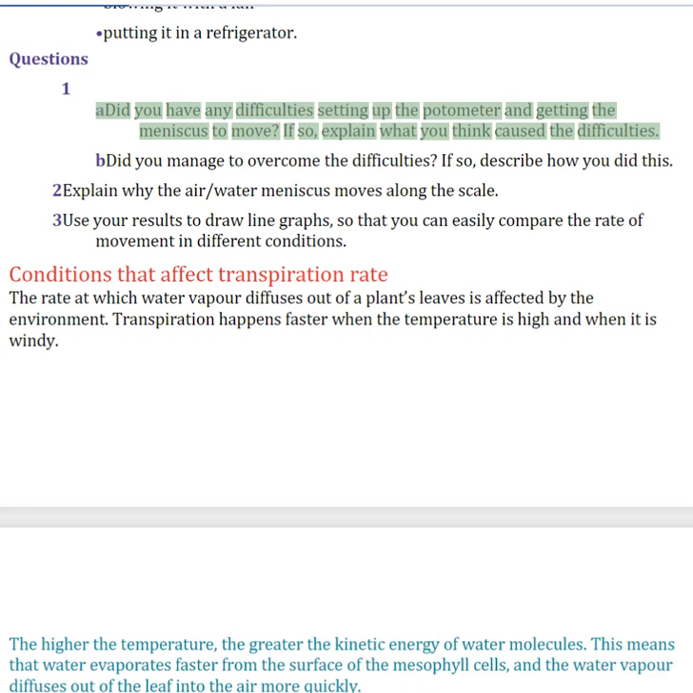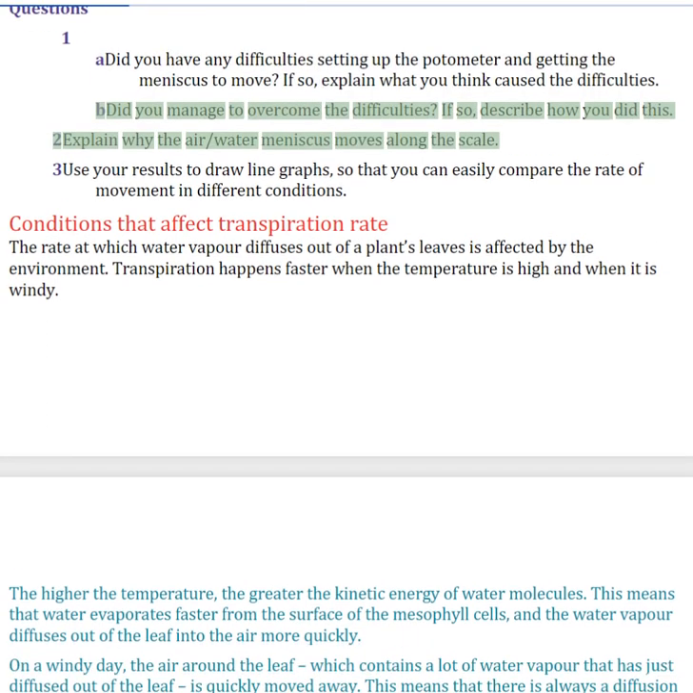If so, explain what you think caused the difficulties. B. Did you manage to overcome the difficulties? If so, describe how you did this. 2. Explain why the air-water meniscus moves along the scale.